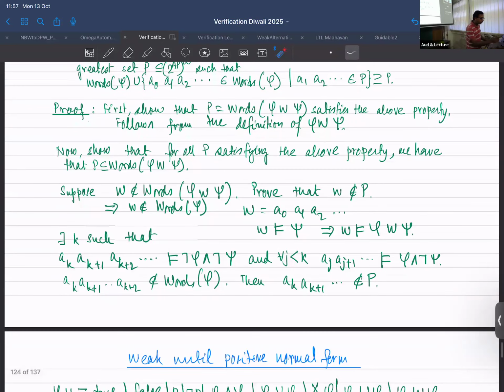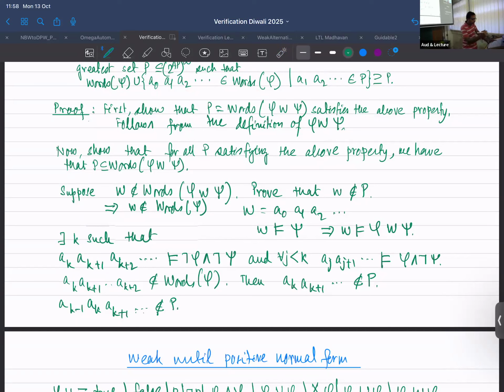Now what can we say about A_{k-1}, A_k, A_{k+1}, etc.? Here, this word satisfies phi, but we saw that the suffix starting from here is not in P. Hence, this cannot be in P. We are using the fact that this satisfies phi, but the suffix is not in P, though it has to be included in P. Hence A_{k-1}, A_k, A_{k+1}, etc. also do not belong to P.